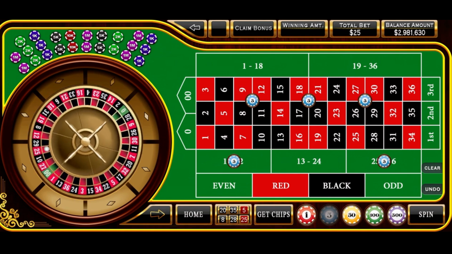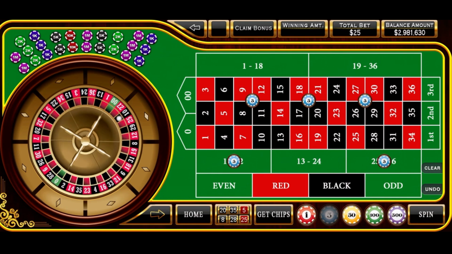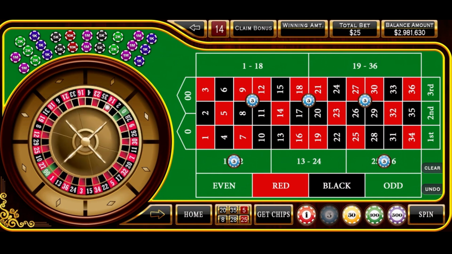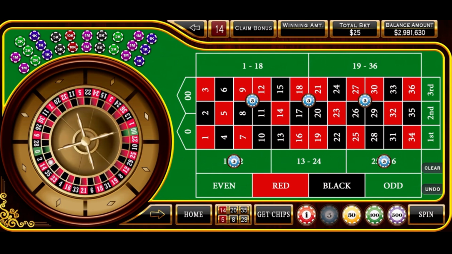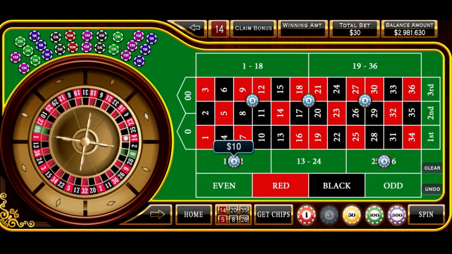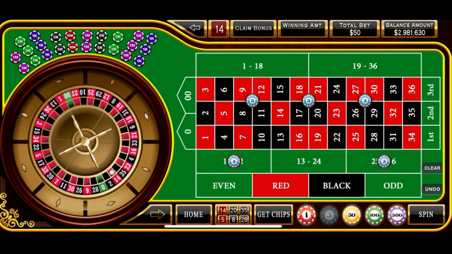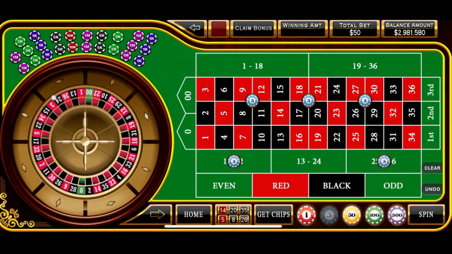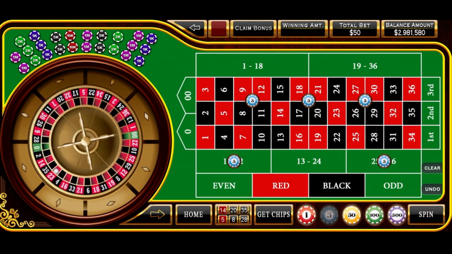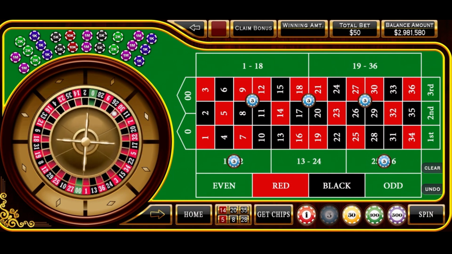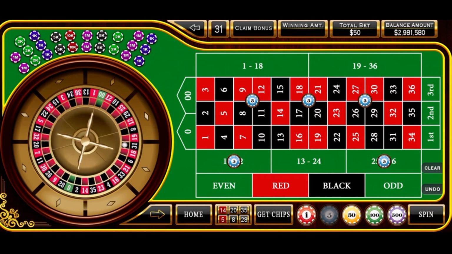See where the ball comes to rest. And it's on 14 red. So that's a total loss. So we'll go immediately up to level 2. $10 on each. That's $50 total bet, which you can see at the top of the screen. And see if we can hit one of these corner numbers.